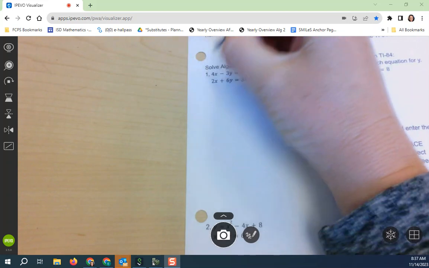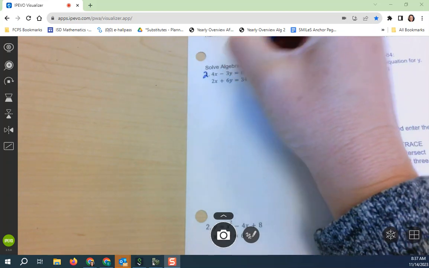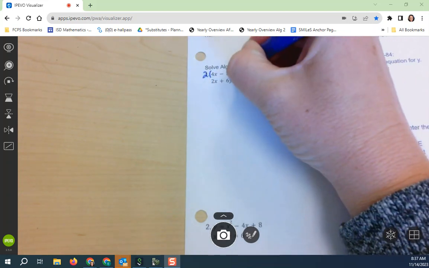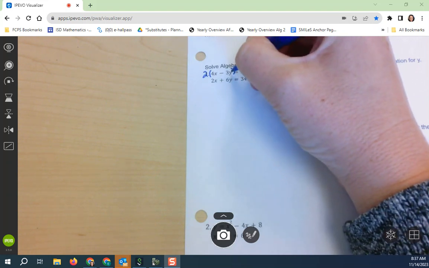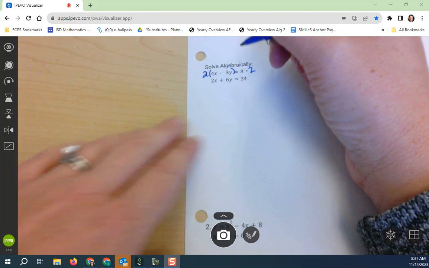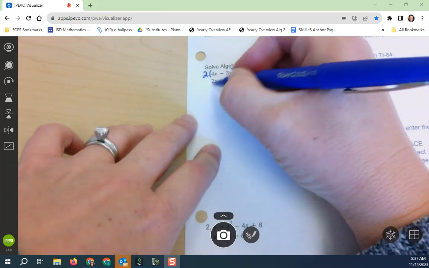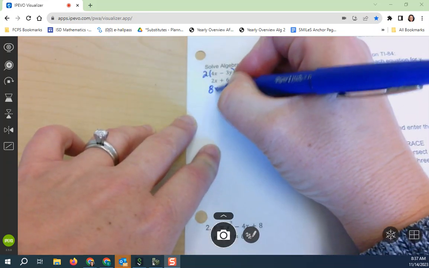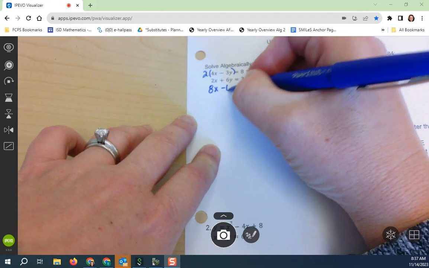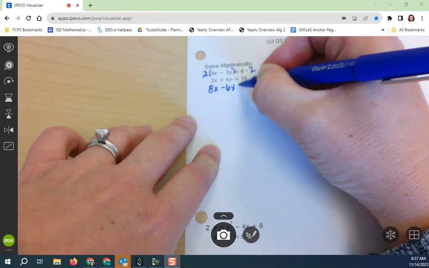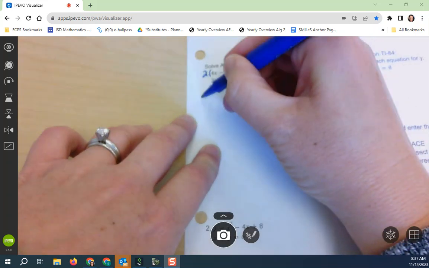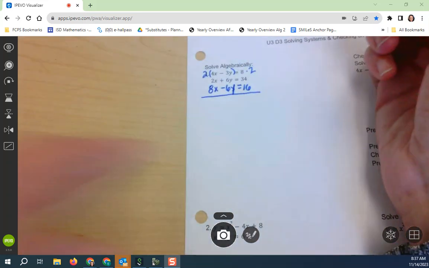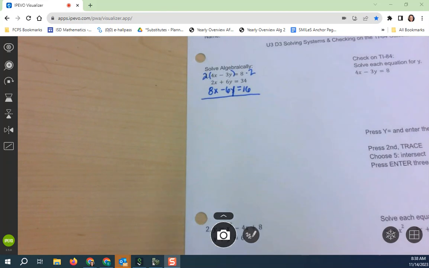So I'm going to multiply the first equation by 2 on both sides, because 2 times negative 3y gives me negative 6y, and that will cancel with the positive 6y. So I get 8x minus 6y equals 16. And I'm just going to add that to this equation right here. Sometimes we write it out again, but I didn't have to because it was right there.